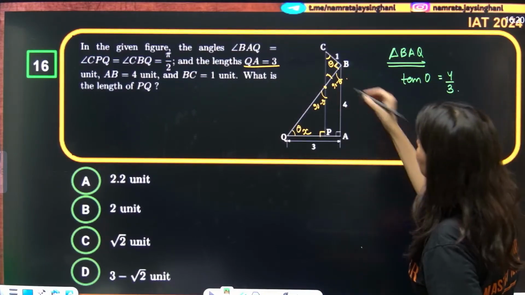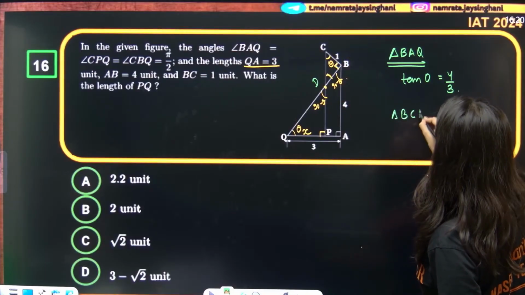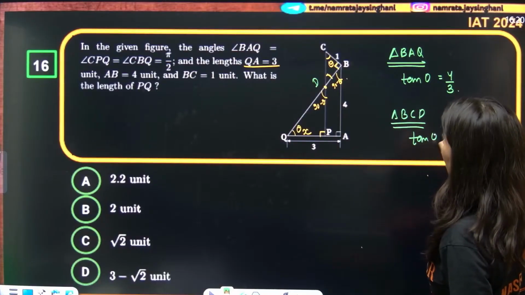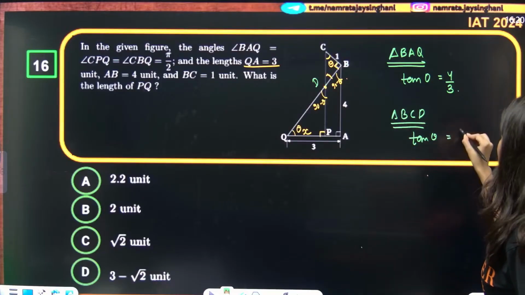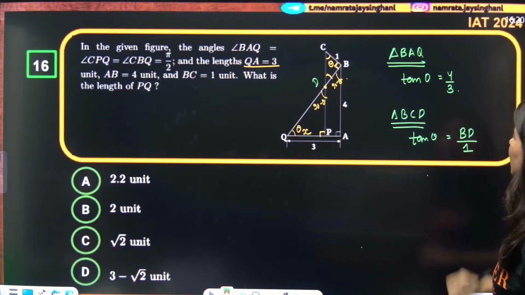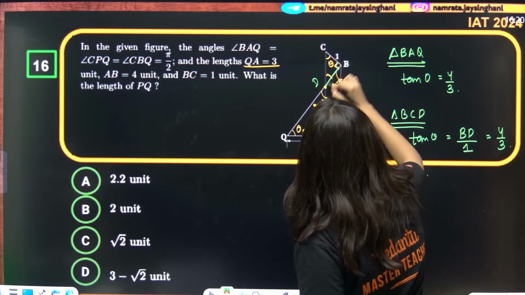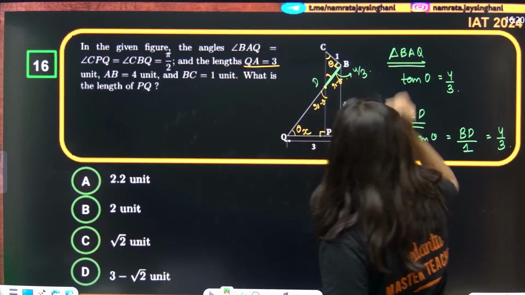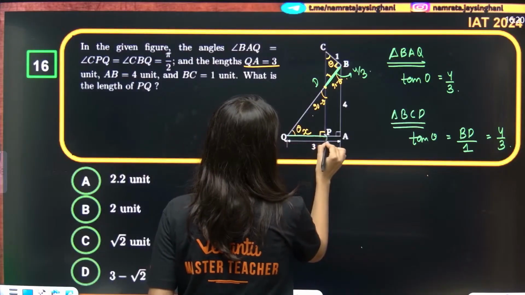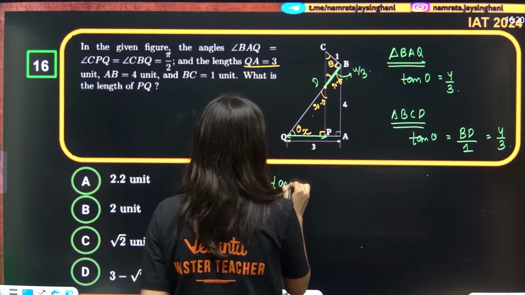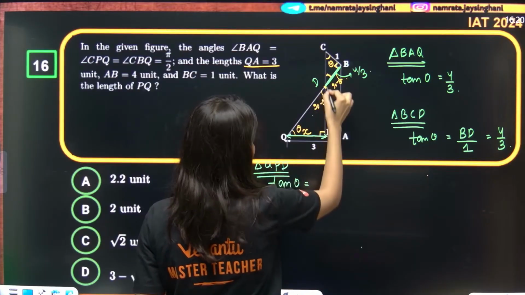Now, in triangle BC, let's mark it as D. So in triangle BCD, tan theta will be BD upon BC. So BD upon BC is 1 and tan theta is already 4 by 3. So BD is coming out as 4 by 3. This length is 4 by 3. Now if I consider this small triangle, this length is x, which we are looking for. So tan theta in the small triangle, triangle QPD. So this is perpendicular.